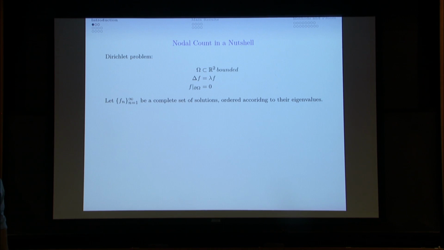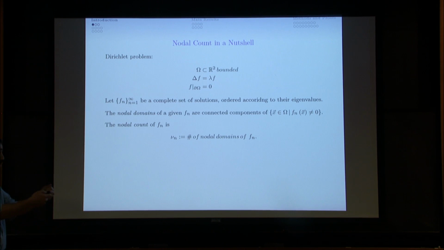So I'll just start from a very brief, superficial introduction to nodal count. Initially, the Dirichlet problem: we're looking at a bounded domain in R2. We're looking at the Laplacian, which is just the sum of the second derivatives. We want to look at the eigenproblem with Dirichlet boundary condition. Under this situation, we get a complete set of solutions ordered according to their eigenvalues. For each one of those eigenfunctions, we get a partition of the domain that we started with into different domains on which it has a constant sign. These are what we call the nodal domains, and the nodal count is the number of nodal domains.